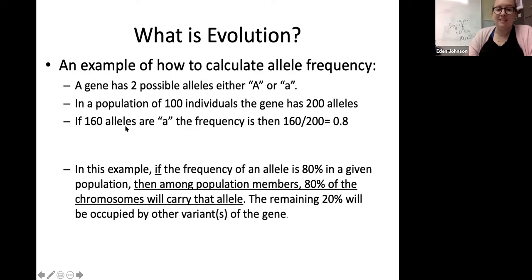If 160 alleles are little a, the recessive allele, then the frequency of little a is going to be 160 divided by the total number of alleles, which is 200, and that's going to equal 0.8. Okay, so 80% of the alleles in that entire population are the recessive version of that allele, meaning that 20% of the alleles in that population are the dominant allele. Okay, all right, so among population members, 80% of the chromosomes in that population will carry that allele of that particular gene.